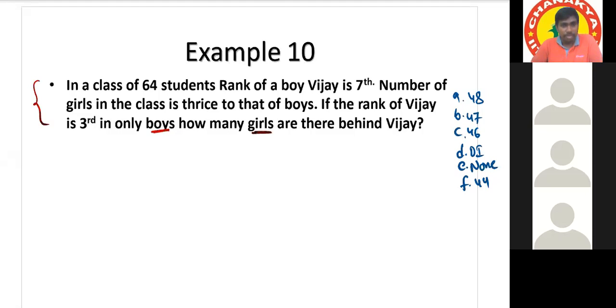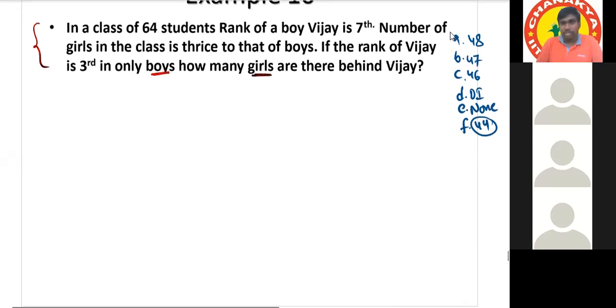So then 43 should be an option. No, no. Remaining 4 girls are there. Ahead of Vijay, there are 4 girls. Means out of 48, remaining 44 girls are behind that Vijay.